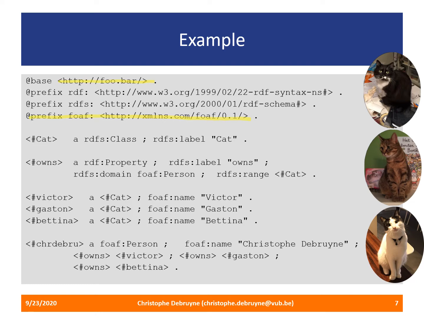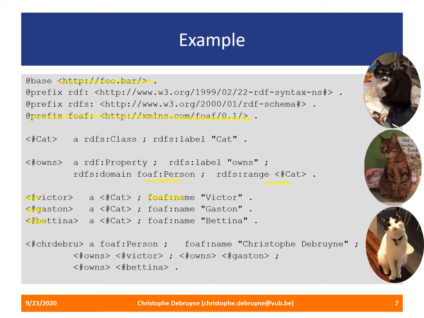Well, I declare cat being an instance of RDFS class with a particular label cat. I also declare a property owns with a label owns, and the domain is a person, FOV person, and the range is a cat. Then I declare 3 cats, Victor, Gaston, and Bettina. They're all instances of the class cat, and they have their names. And to relate their names, I use the predicate fov:name.